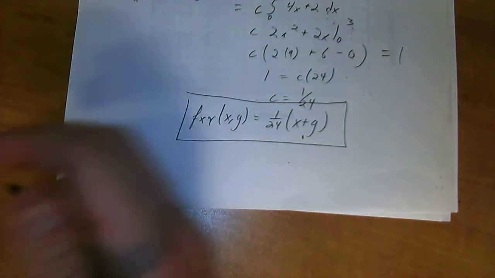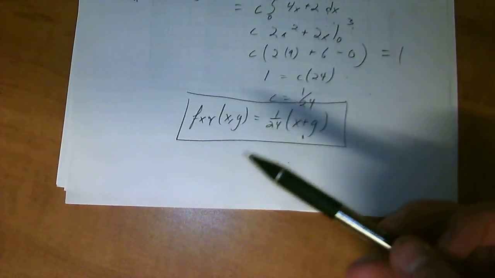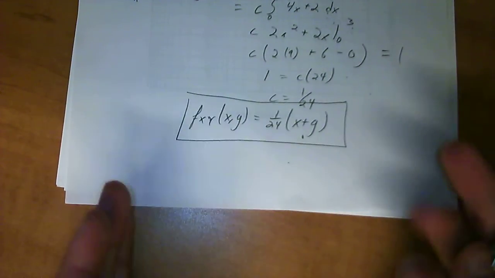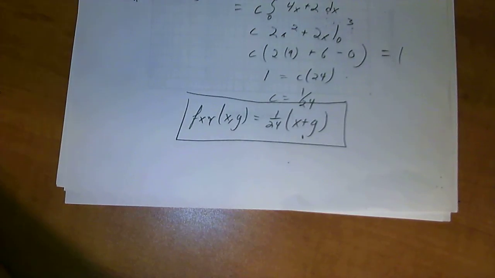In my next video, I'll expand on how you actually get the probabilities of specific ranges, like what's the probability of getting a value of x less than 1, and that kind of thing. So that'll be in the next video.